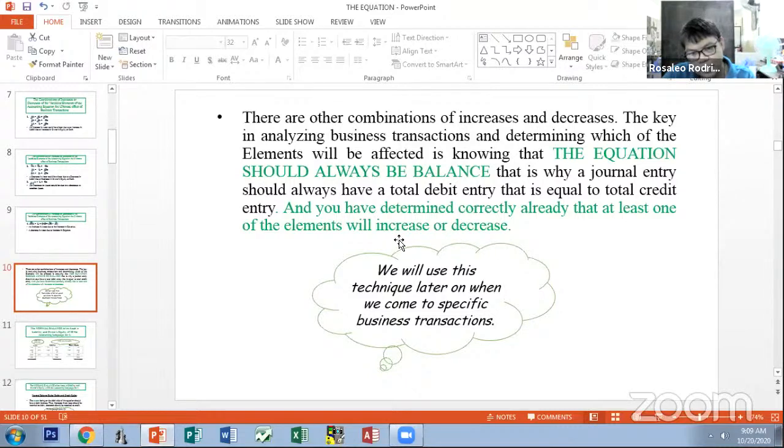So we already have a stepping stone. It's very important to determine that stepping stone, like a foundation that will grow as you analyze and be able to complete the analysis of the transactions and determine the complete combinations of increases or decreases. We will use this technique later on, as I already tried to share with you, when we come to specific business transactions. So let's proceed to the next slide.